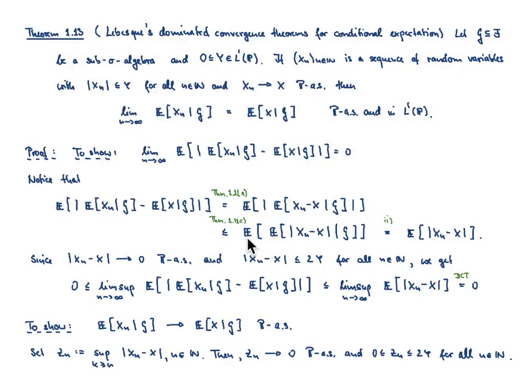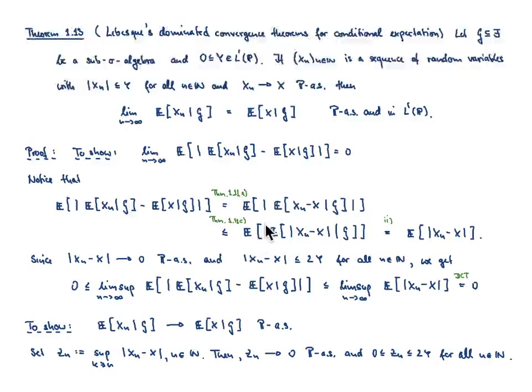So I have, as a result, the expectation of the conditional expectation of the modulus of Xn minus X given G. Now I use the second property of the definition of conditional expectations. Why am I allowed to do that? Well, I know that the modulus of Xn minus X is bounded from above by 2 times Y. That random variable is integrable, so this also means that the difference is integrable. So I'm allowed to construct the conditional expectation of that random variable.